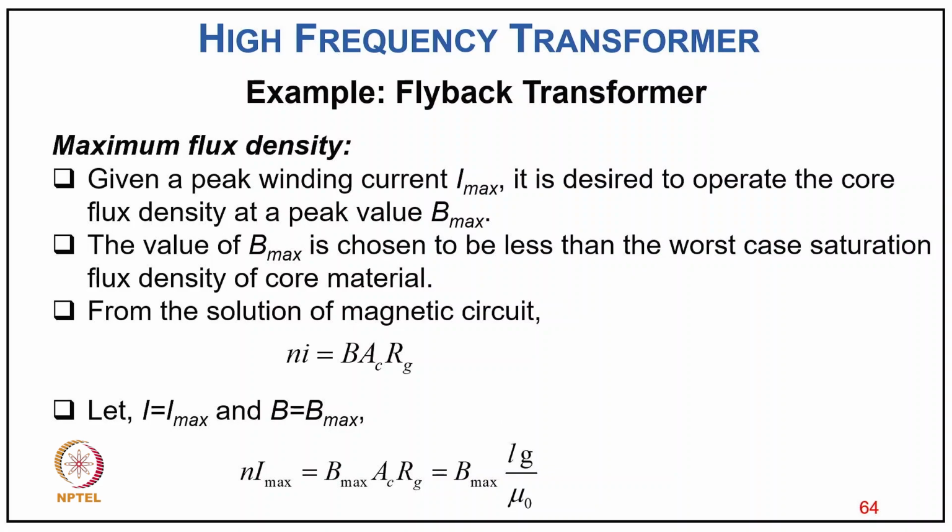So, now coming to typically maximum flux density, given a winding current Imax, it is desired to operate the core flux density at a peak flux density of Bmax. The value of Bmax is chosen to be less than the worst case saturation flux density of the core material, and from the solution of the magnetic circuit Ni equal to B Ac into Rg, and let I equal to Imax and B equal to Bmax. So it comes N Imax equal to Bmax Ac Rg, that is equal to Bmax lg upon mu 0.